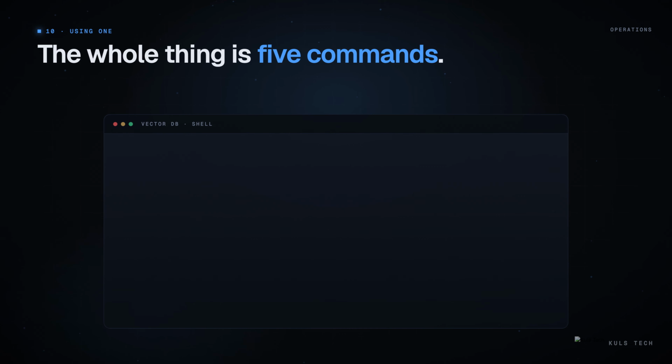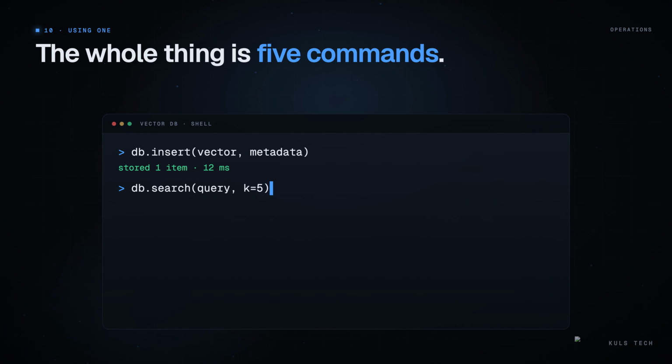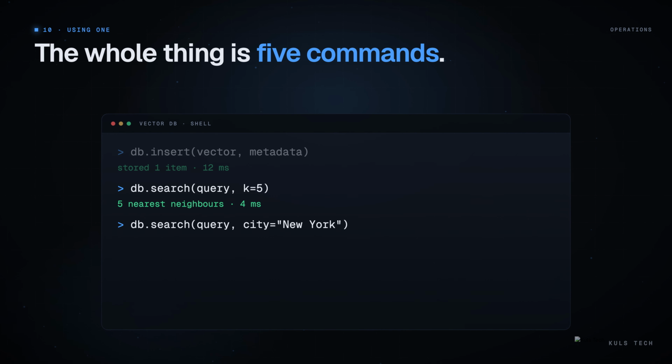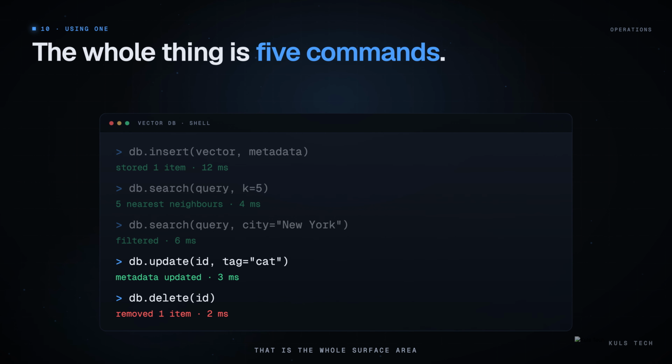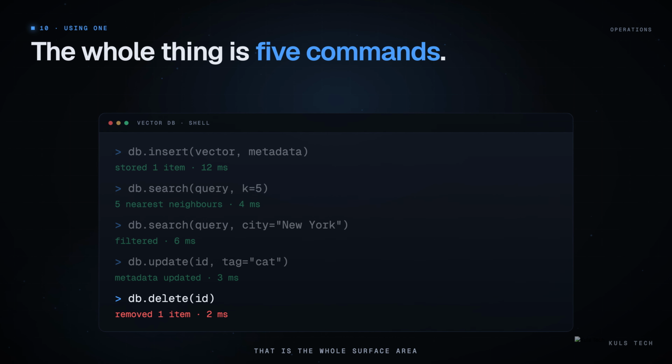Now, what does actually using one look like day to day? Honestly, it's about 5 commands. You insert a vector along with some metadata, like a category or a date. You search for the nearest neighbors to a query. You search with a filter so you only get results from, say, New York. You update the metadata on something, and you delete things you don't need. That's the whole surface area. If you've used any database before, you'll be productive in an afternoon.